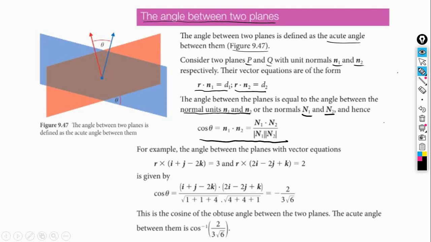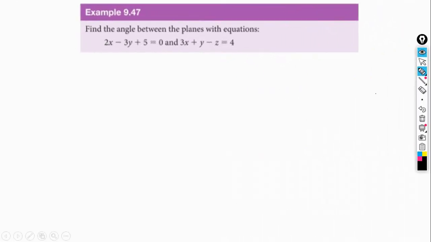So we continue with example 9.47, and it says find the angle between the planes with equations 2x minus 3y plus 5 equals 0, and 3x plus y minus z equals 4. So we would need the equations of the normals. That's pretty easy. That's just going to be for the first one, 2i minus 3j, and there's no z. And for the other one, we're going to get 3i plus j minus k.